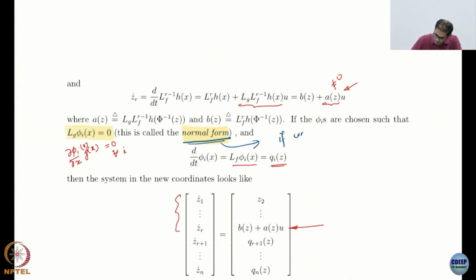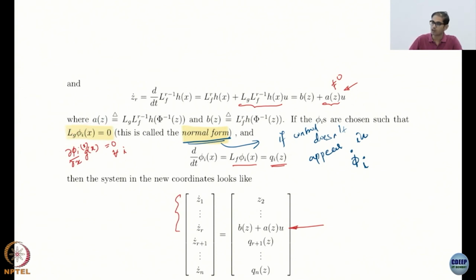If the control does not appear in the phi I dot equations, and that is how you choose the phi, what does it mean? It means that LG phi I of x is equal to 0, because that is the way control will not appear, since G is the control vector field. If I take phi I dot, I get LF phi I plus LG phi I times control. So if LG phi I is 0, then no control appears in the phi equations.